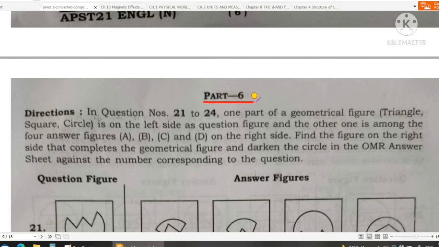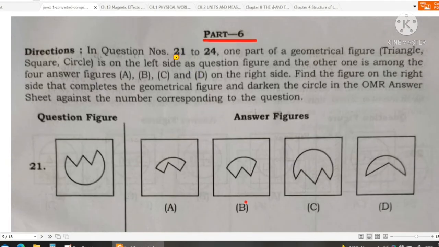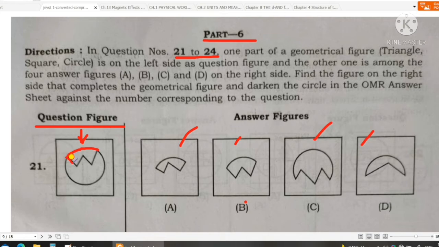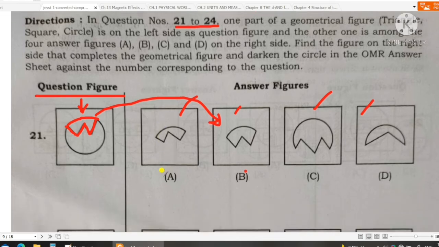Next one is part 6. In part 6 also there are four questions. Now in this question one figure is given, but this figure is incomplete. Okay, now there are four figures given and you have to identify which figure can complete this circle. So you just make a circle in this way, and then you just draw the lines in this way. You can see that in this way the figure is there, that is option number B. So answer for question number 21 is second option.